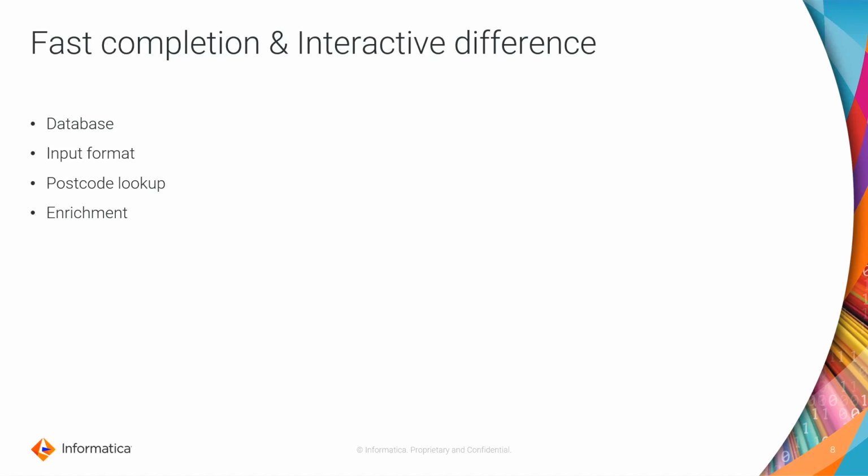The first difference is that for each of the modes we use different dataset files. Fast completion has different files and interactive has a separate file. In interactive we can use any type of input templates. However, while using fast completion we are allowed only to use fielded inputs.